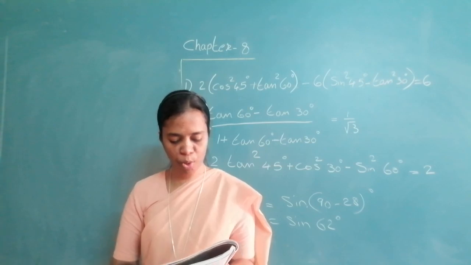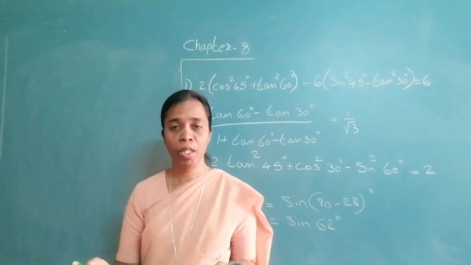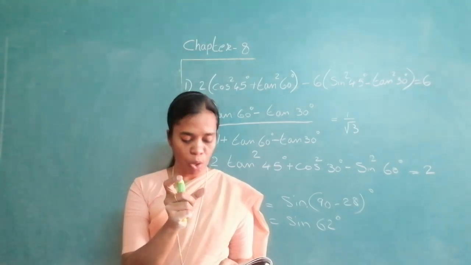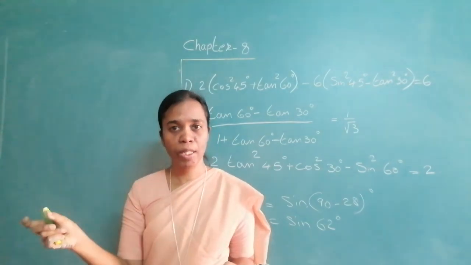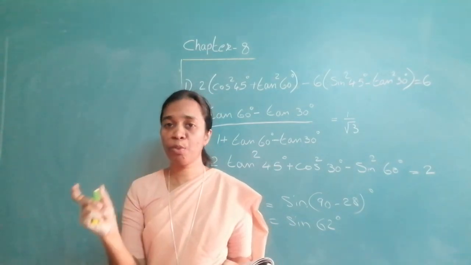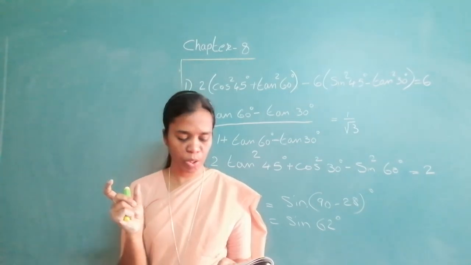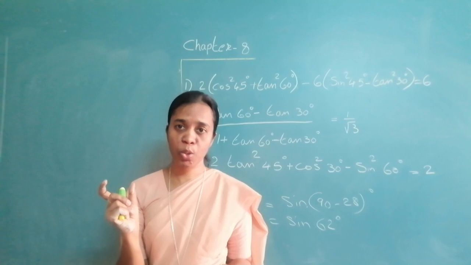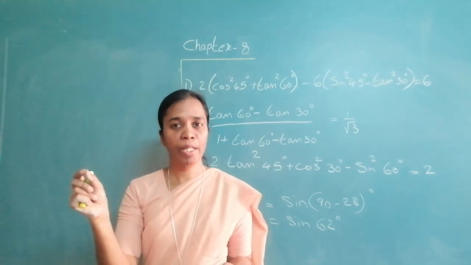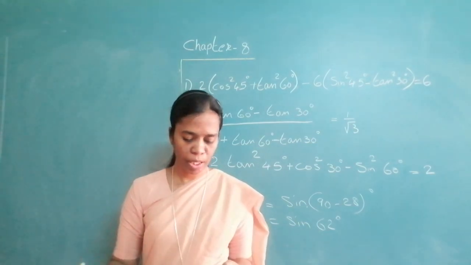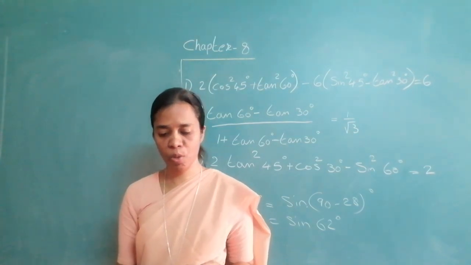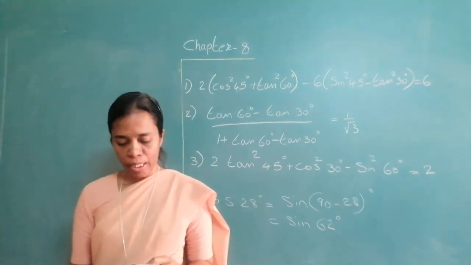Next one, cos 40 degree is equal to sine. You are converting cos in terms of sine. So which formula will you be using over here? Complementary angle ratios. So cos 40 degree is equal to sine 90 minus 40. That is sine 50 degree. Okay. That's all.